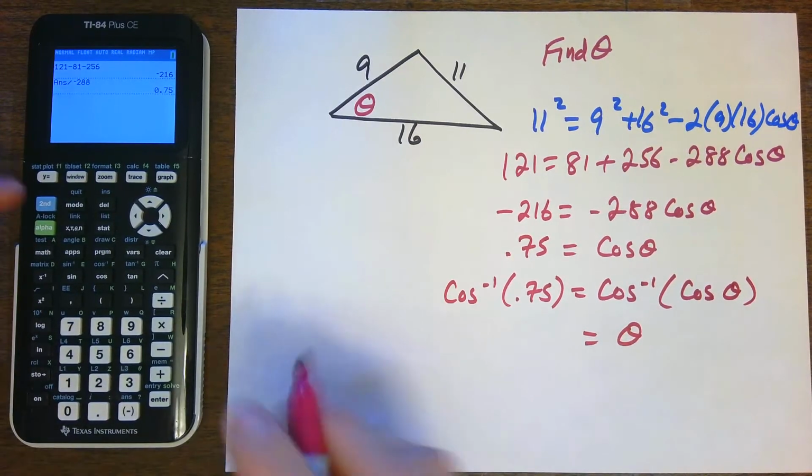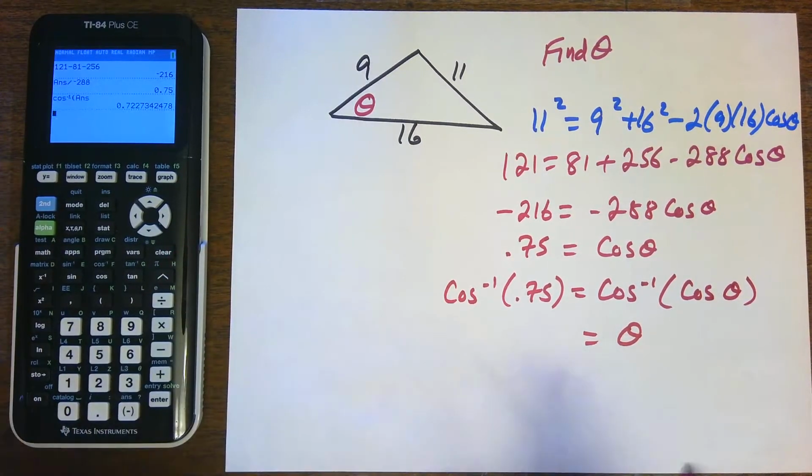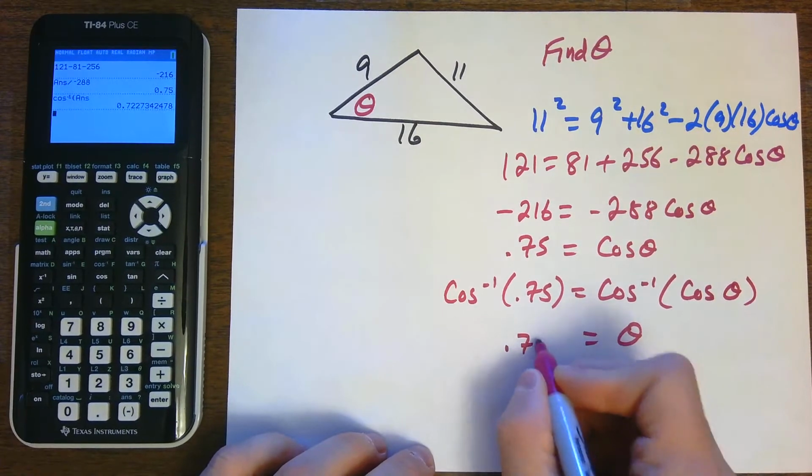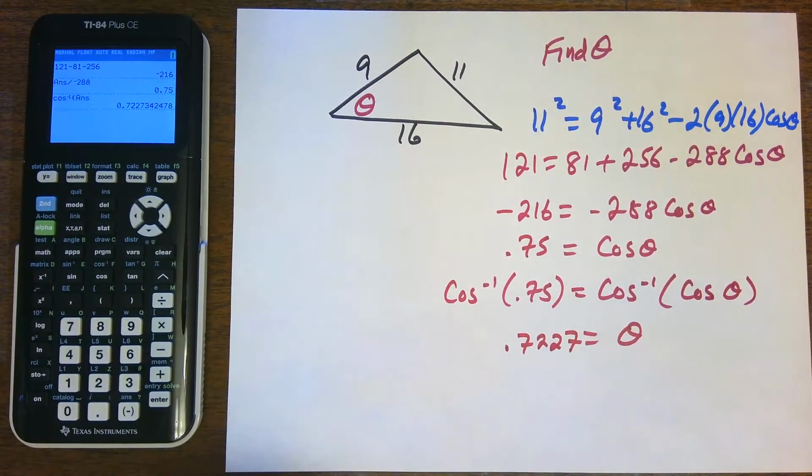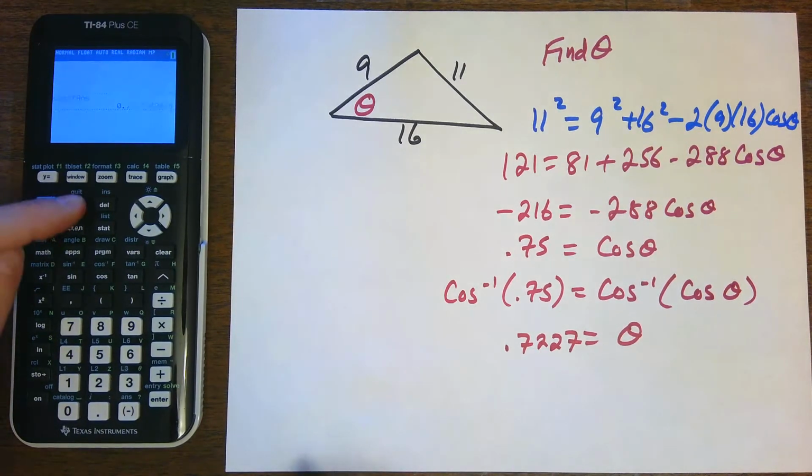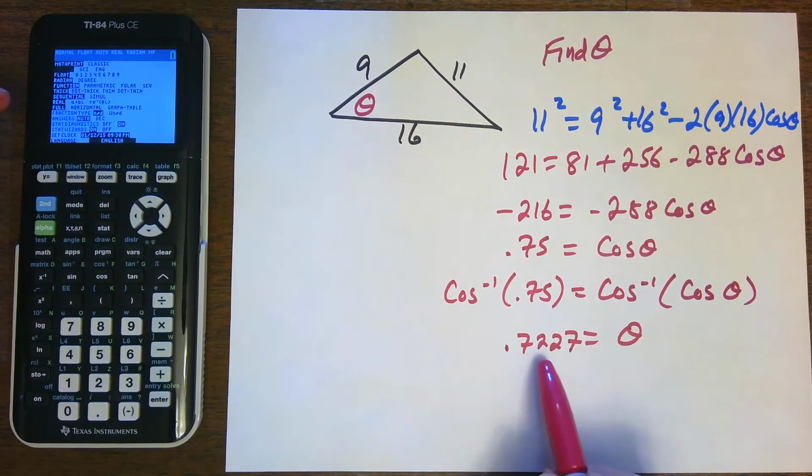And I get alpha is the inverse cosine of my answer, 0.7227. Now, does that make sense? What mode am I in? Let's see, I'm in radian mode, so that would be the answer in radians, between 0 and 2 pi.